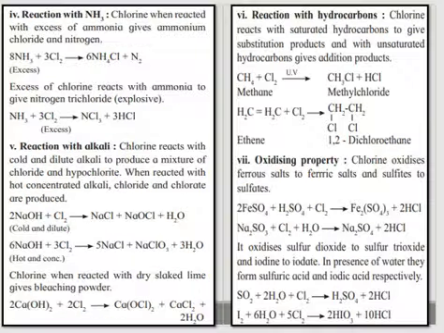Now, reaction with ammonia. It is a very important reaction. Chlorine, when reacted with excess of ammonia, will give you ammonium chloride and nitrogen gas. When ammonia gas is taken in excess, the excess ammonia will react with chlorine to give you NH4Cl and N2. And when chlorine gas is taken in excess and reacts with ammonia, it will give you nitrogen trichloride, which is an explosive compound, along with HCl.